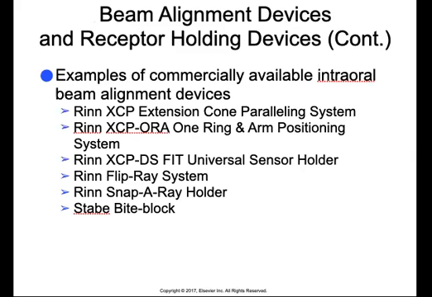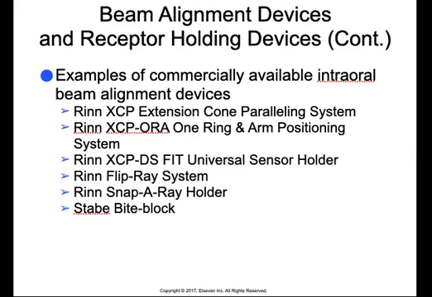Some examples of commercially available intraoral beam alignment devices are the RINN XCP extension cone paralleling system, which is what we have in class. And then also something called an XCP-ORA, which stands for one ring and arm position system. And on page 154, figure 17-5B, we can see what an XCP-ORA looks like.